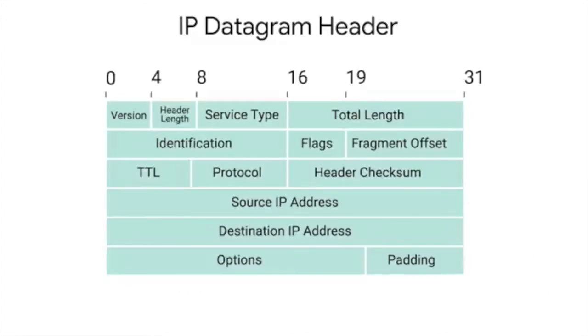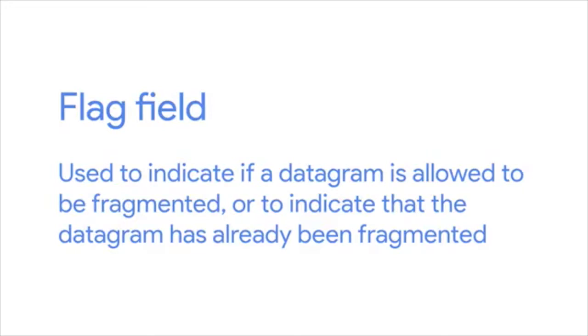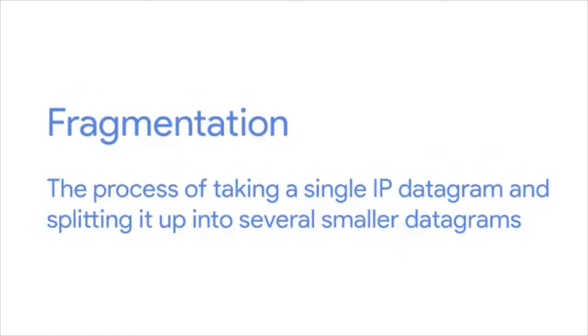Next up, we have 2 closely related fields, the flag field and the fragmentation offset field. The flag field is used to indicate if a datagram is allowed to be fragmented, or to indicate that the datagram has already been fragmented. Fragmentation is the process of taking a single IP datagram and splitting it up into several smaller datagrams. While most networks operate with similar settings in terms of what size an IP datagram is allowed to be, sometimes this could be configured differently.